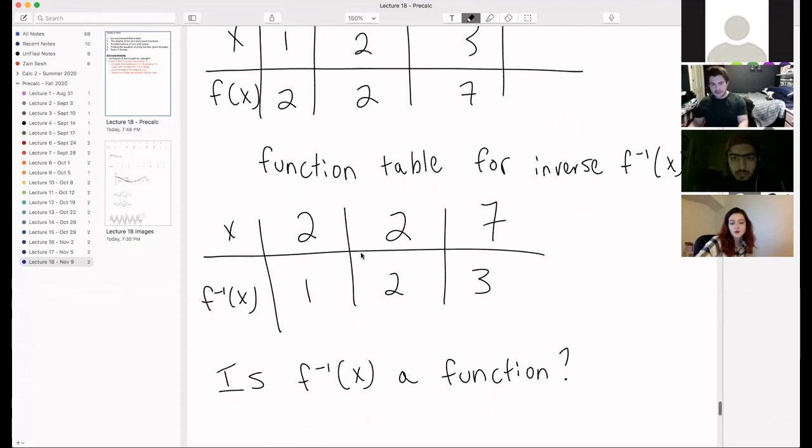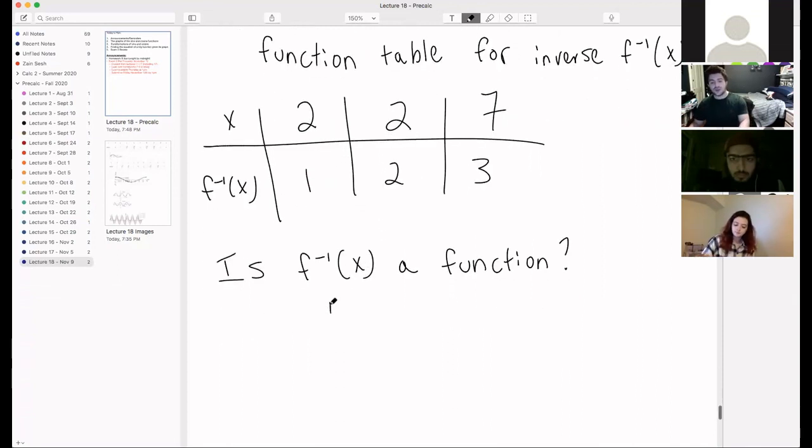Yeah, there's 2 and 2 are twice. Two inputs have different outputs. I mean, the same input has different outputs. Exactly, yes. So 2 goes to 1, but 2 also goes to 2. That's no good. We need each input to have a unique output. So the answer is no. 2 has 2 distinct outputs. Very good.